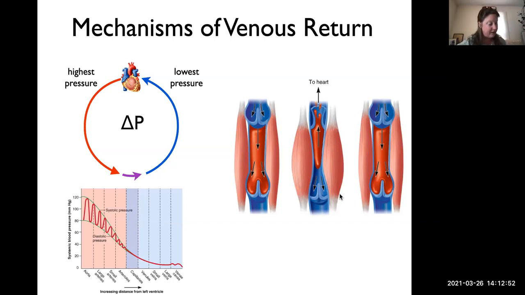What else did I want to say? Other mechanisms. So I talked about the pressure gradient.